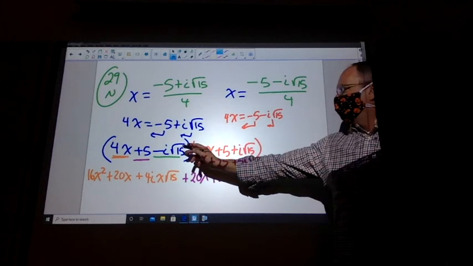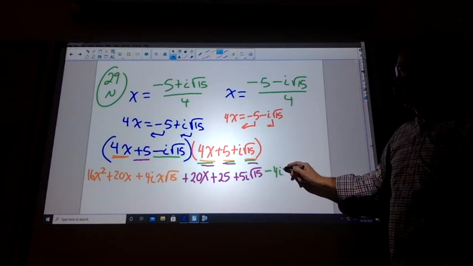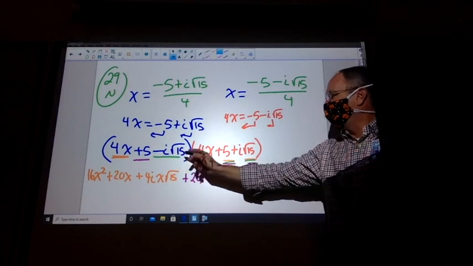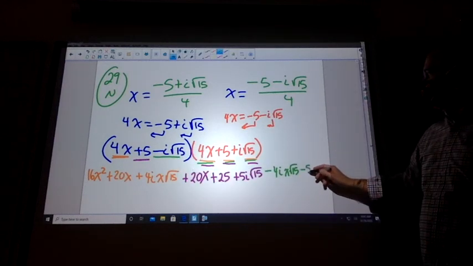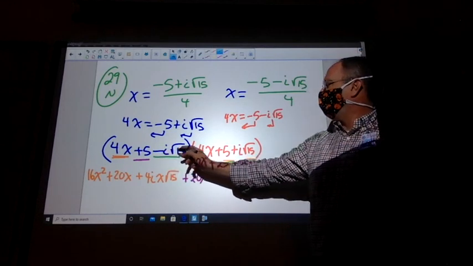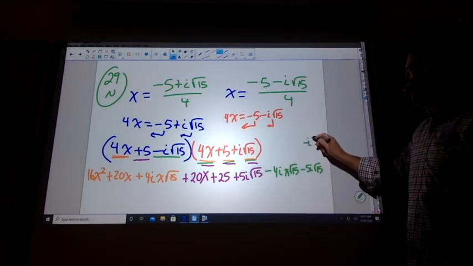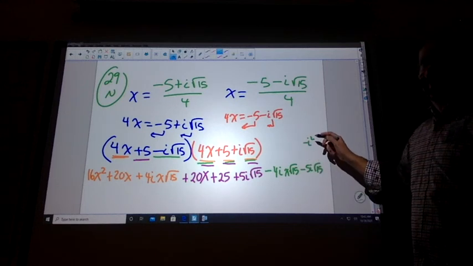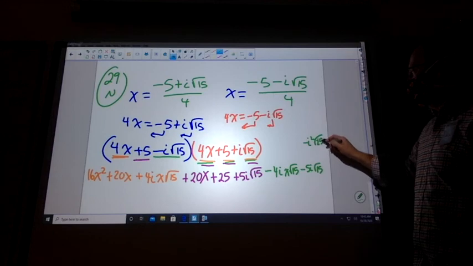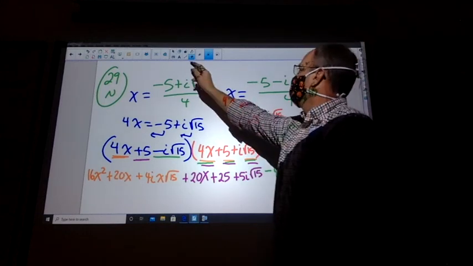here. So negative i root 15 times 4x is going to give me negative 4ix root 15. This negative i root 15 times 5 is negative 5i root 15. Negative i times negative i is negative i squared. So I'm going to go negative i squared times root 15. Root 15 times root 15 is root 225. Clear this up. Root 225.